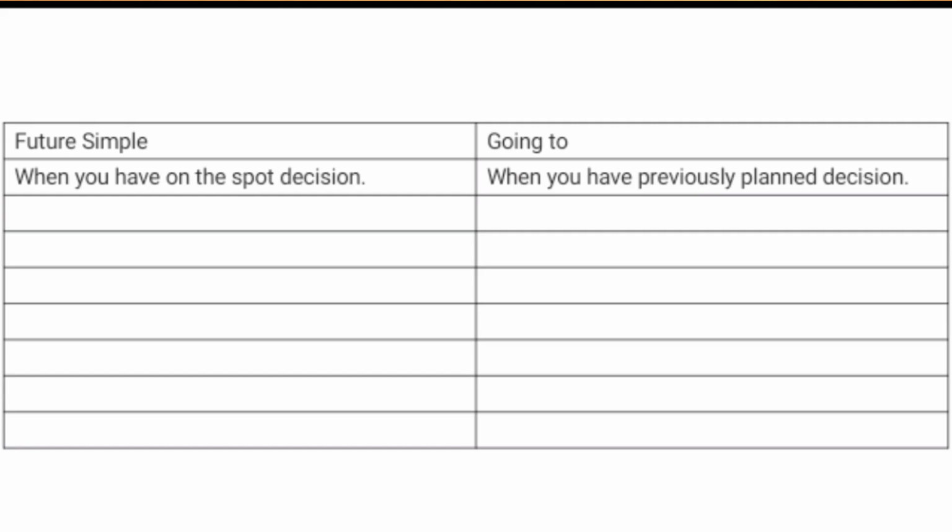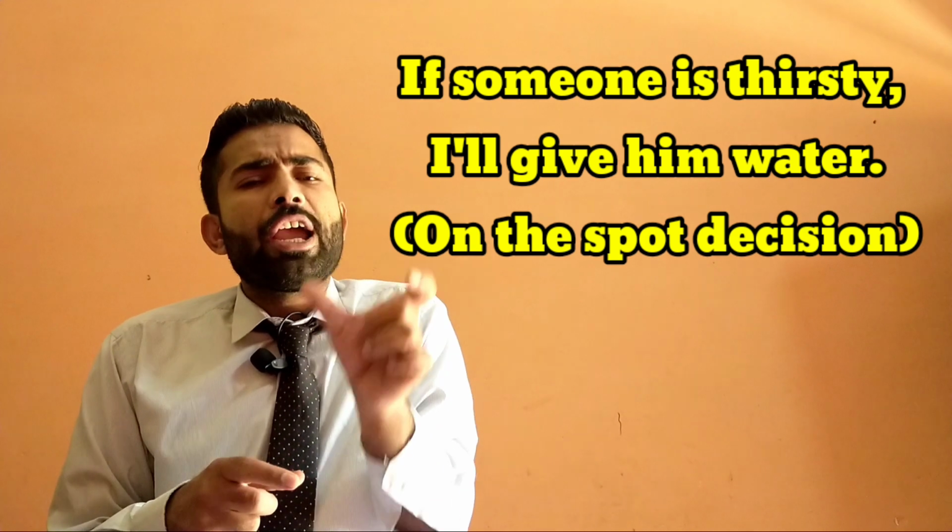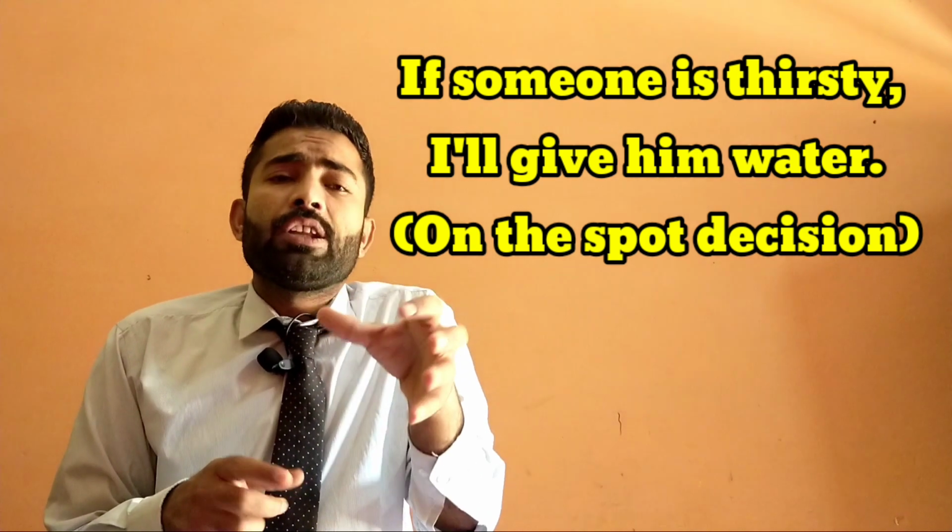Use future simple tense when you are making a decision. Use going to when you have made a decision. Or you can describe it like this: future simple tense is used for on-the-spot decisions, and going to is used for previously planned decisions. Example: if someone is thirsty, I will give him water. Here the decision wasn't previously made. I am making the decision right now.